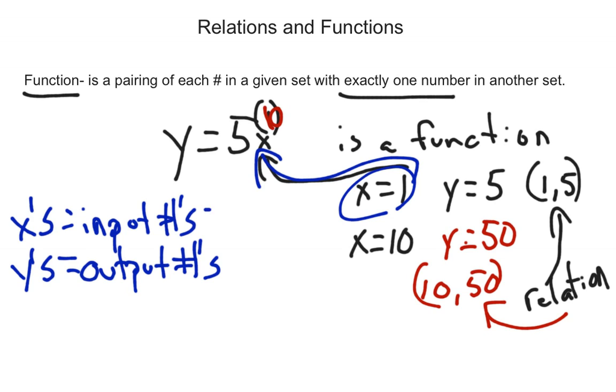Okay, so x's are input numbers. We also have one other name for the x's. That is also called our domain. So anytime you hear the problem talking about state the domain, they're just simply saying write down the x's. Okay, x's, input numbers, domain, all the same thing. Y's, or our output numbers, are called our range. So if they ever say state the range, so those are some of the names that we're going to need to know.